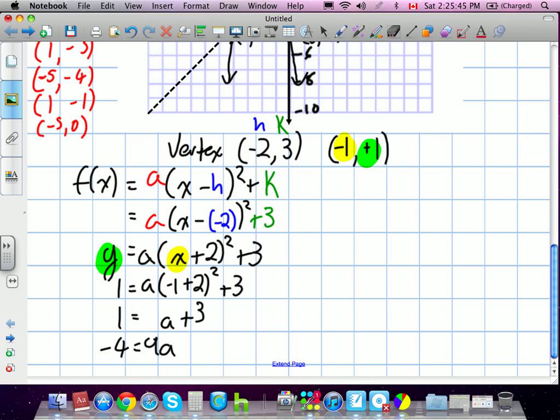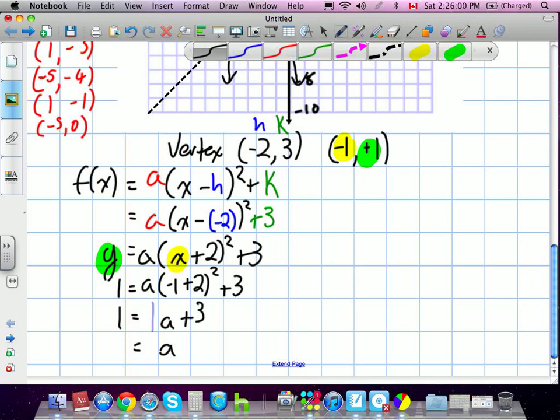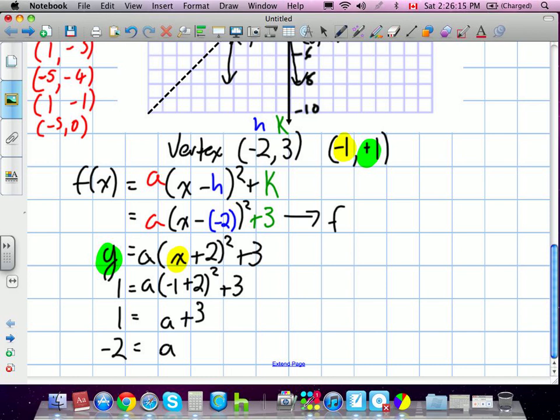-1 plus 2 is going to be what? 1 squared? 1. So it's just 1a. Now when we move 3 to the other side, what are we going to get? Oh no. Yeah, well, it becomes, you're right, -2. So our a value is -2, which makes sense because there's a parabola that faces downwards. So our equation, which is this guy here, is f(x) = -2(x + 2)^2 + 3. Okay?